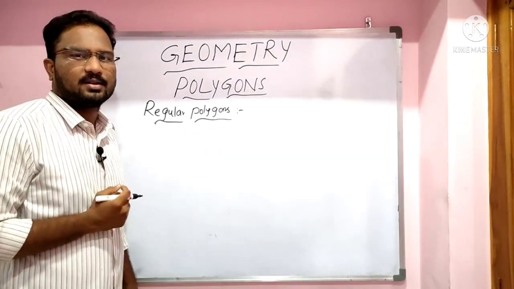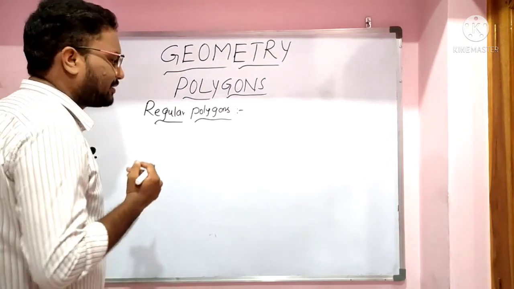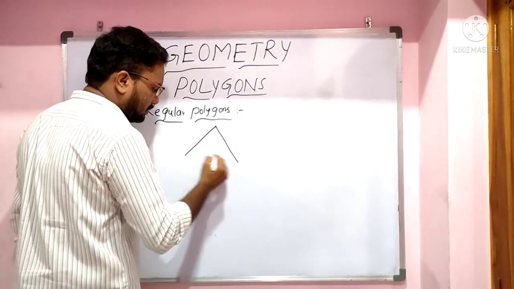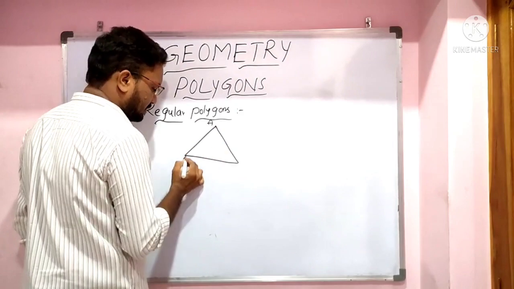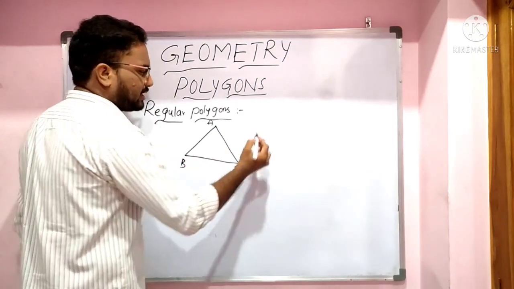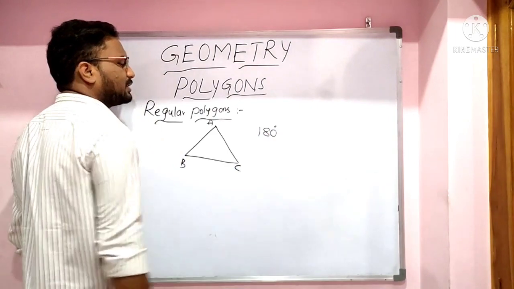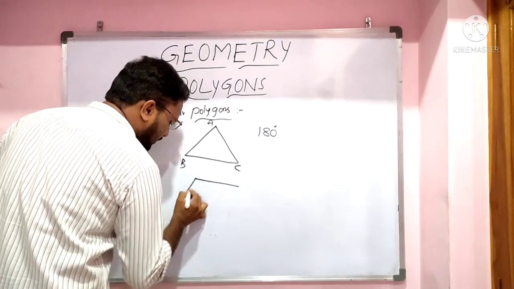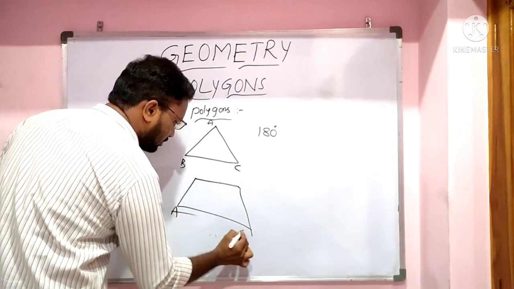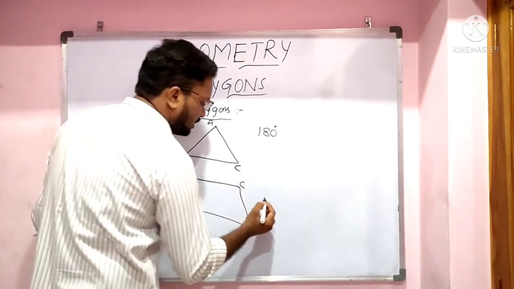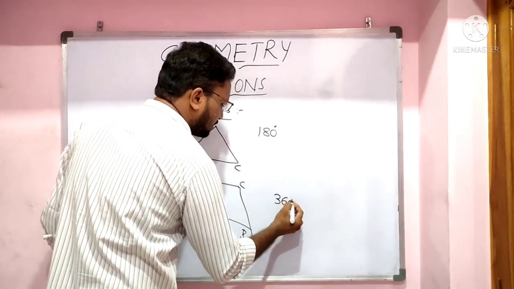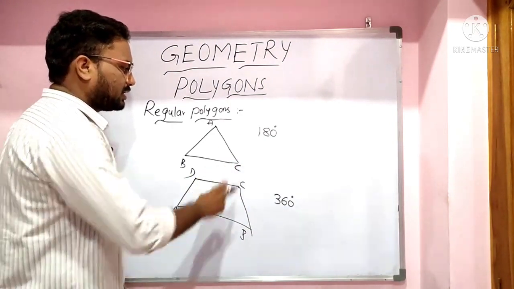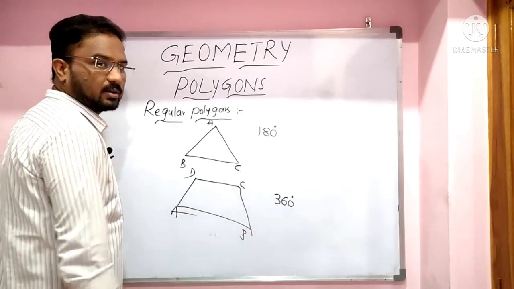Next, the sum of the interior angles in a regular polygon. Let's take a triangle. The sum of interior angles in a triangle is 180 degrees, and in a quadrilateral the sum of the interior angles is 360 degrees. These two we already discussed.